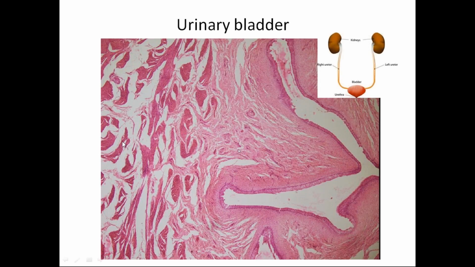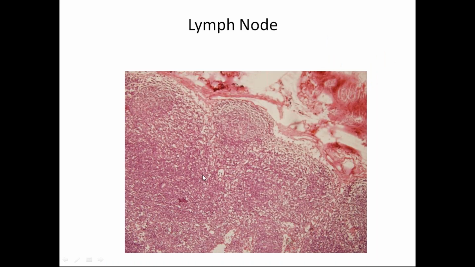Urinary bladder, again, has a lot of muscle. The epithelium is a transitional epithelium, and with that you can see the thick muscle layer. So this is the urinary bladder. Now this slide that you see is the lymph node.